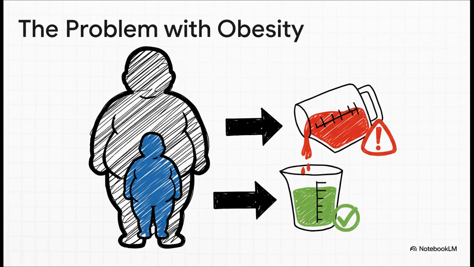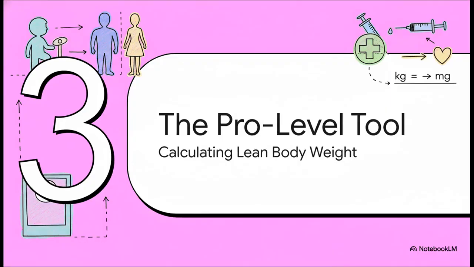Here's the problem. When a child is significantly overweight or obese, just blindly using their actual weight can lead to a massive overdose. And the reason is actually pretty simple. A lot of drugs don't really distribute into fat tissue. So you might be giving a dose for a 40-kilogram body, but the drug is only really working on the 30 kilograms of muscle and organs. That mismatch creates a huge risk for drug toxicity. So for these specific situations, we need a better, more advanced tool. And this is where we introduce the idea of calculating lean body weight.